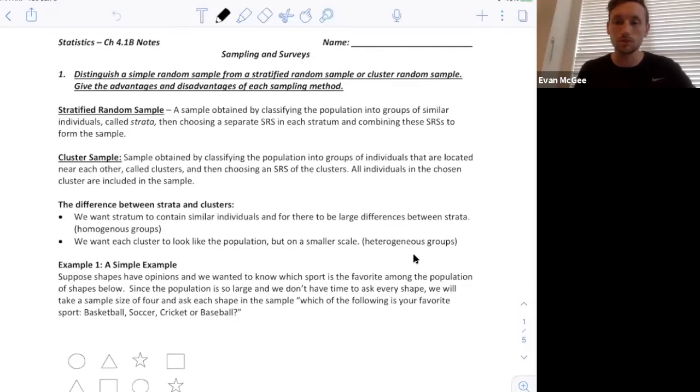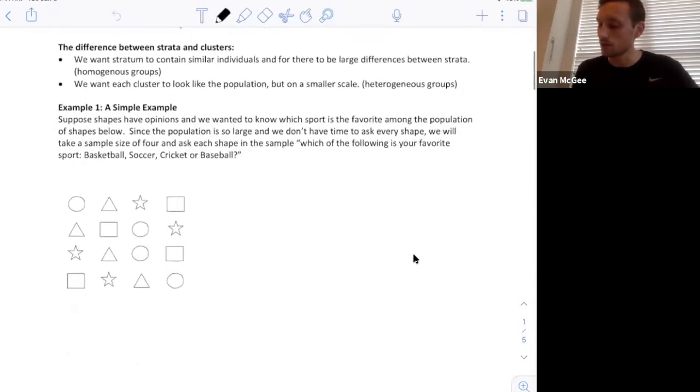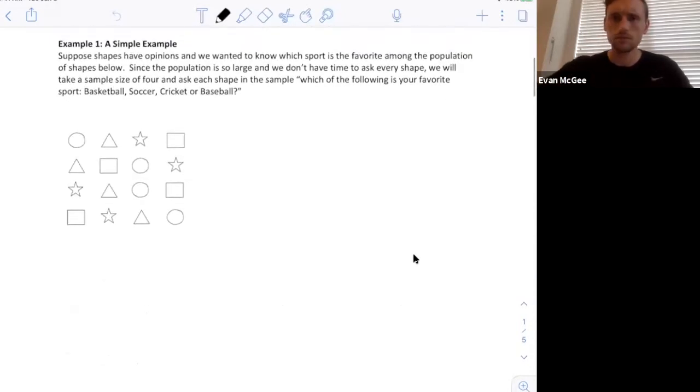So let's do a simple example to get a better understanding of the difference. Let's suppose that shapes have opinions. We want to know which sport is the favorite among the population of shapes below. Since the population is so large, not really, and we don't have time to ask every shape, we're going to take a sample of 4 and ask each shape which of the following sports is your favorite: basketball, soccer, cricket, or basketball. So here's our population, and we want to take a sample size of 4.